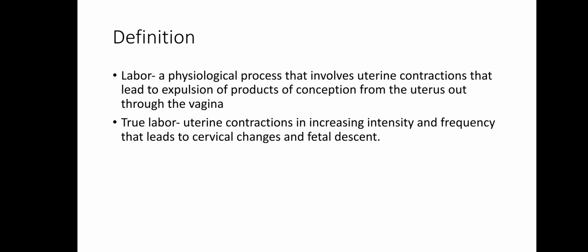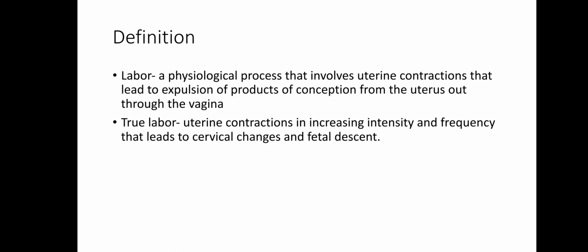Okay, so we'll talk about labor first. Labor is a physiological process that involves uterine contractions that lead to expulsion of products of conception from the uterus out through the vagina. Products of conception can be anything: a live fetus, a stillbirth, a pre-viable fetus, which means that it hasn't yet matured, it hasn't reached 28 weeks. It's also part of the placenta. All of them fall under the products of conception.